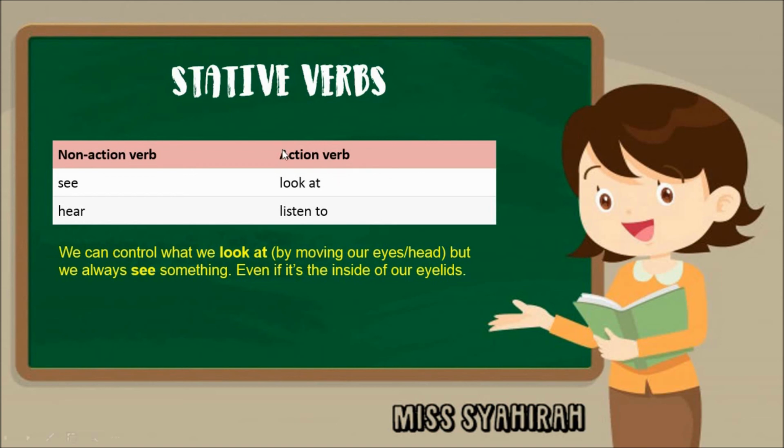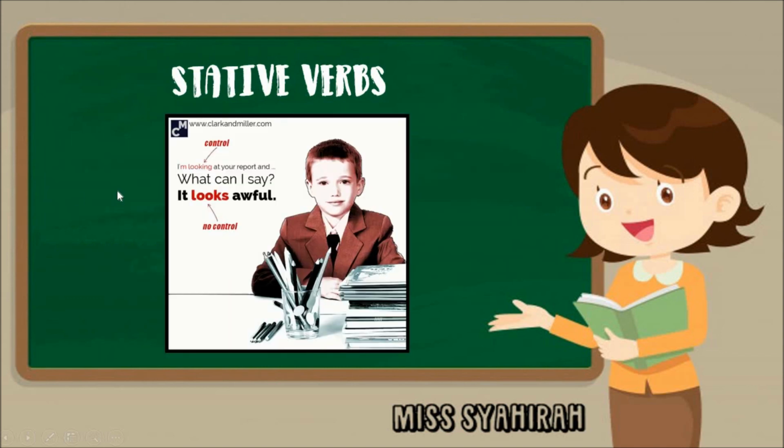Whereas for action verbs, you intend to look at something. You intend to listen to something. So we can control what we look at. Yes, you intend to do it. But we always see something, even if it's inside of our eyelids. Okay, for example, I am looking at your report. And what can I say? It looks awful. So I am looking is in present continuous, with ing. So you can control. It looks awful. You have no control. So it is in present simple.